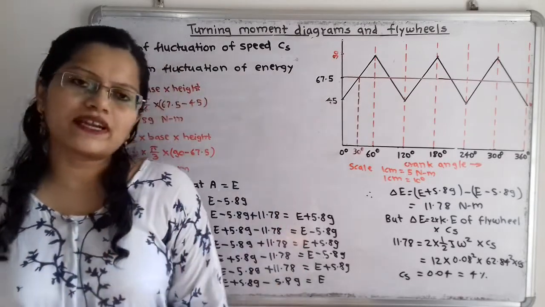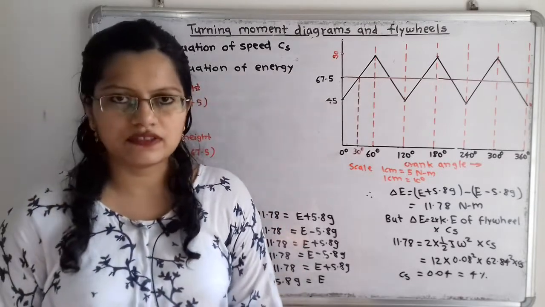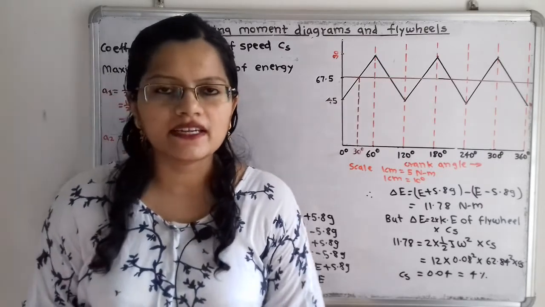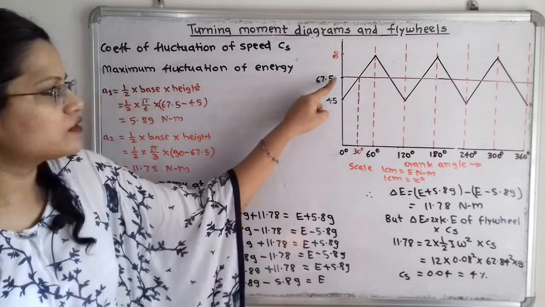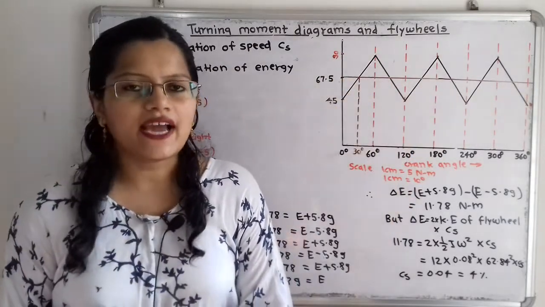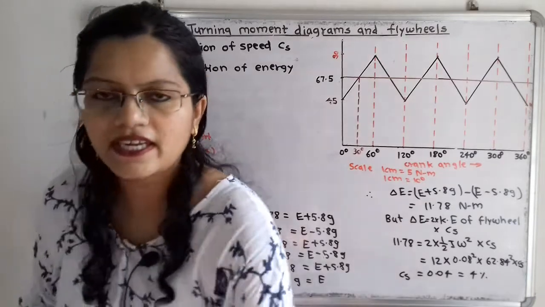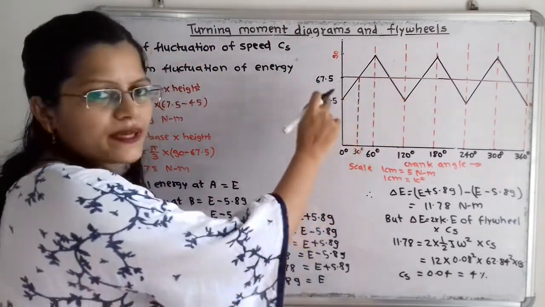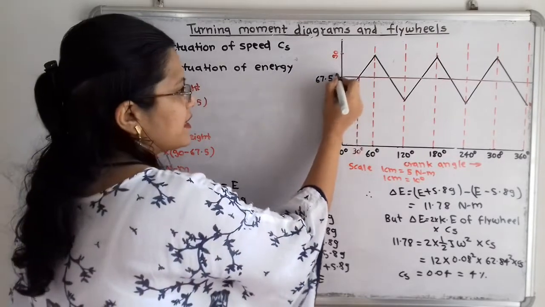So how to calculate the maximum fluctuation of energy? For that we have to first calculate what is the energy at different points on this mean torque line. So for that we have to first take here the different points. I will take here the initial point on the mean torque line, the point A.